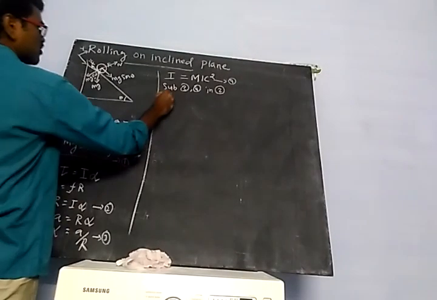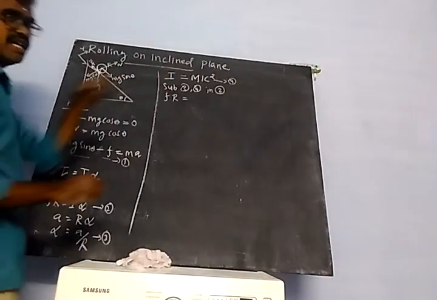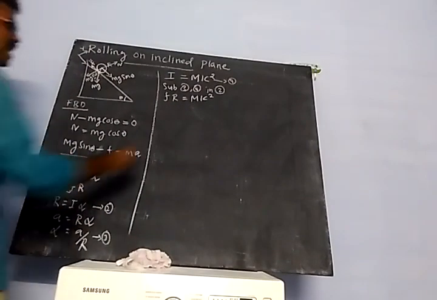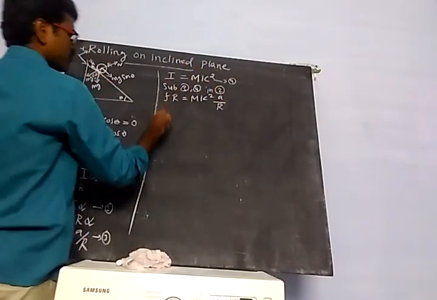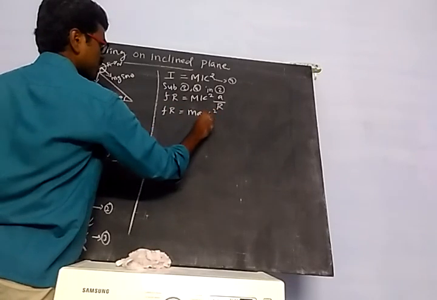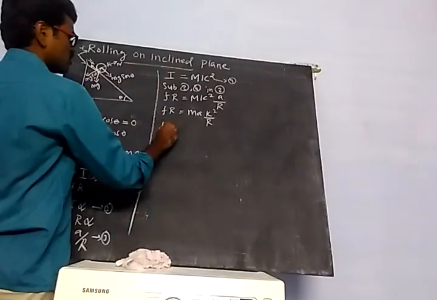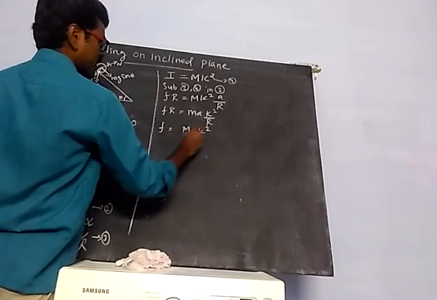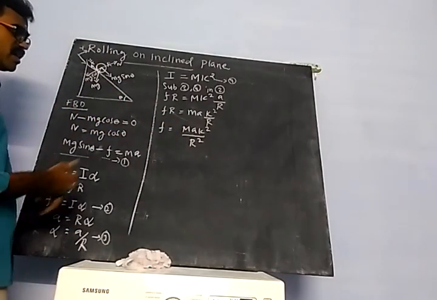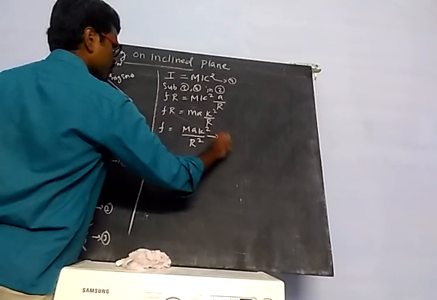So Fr is equal to I, which is mk square, then alpha value a by R. So Fr is equal to ma k squared by R. Then F is equal to ma k squared by R square, since this R goes to the denominator. So F is equal to ma k squared by R square. This is equation number 5.